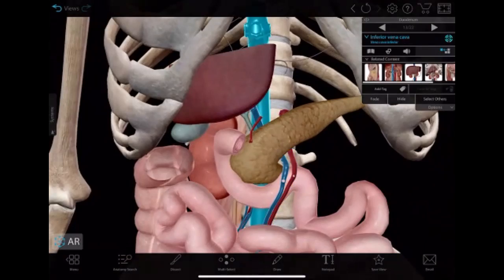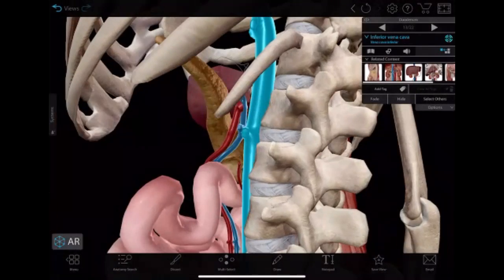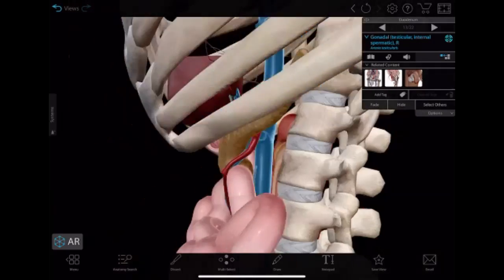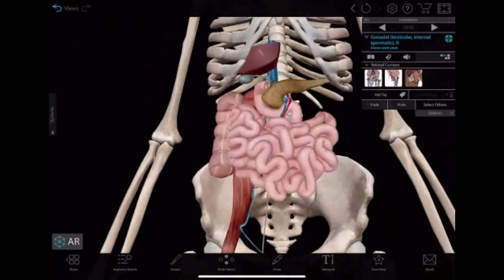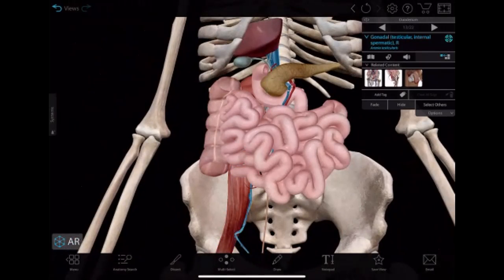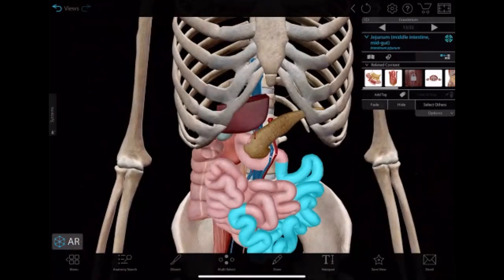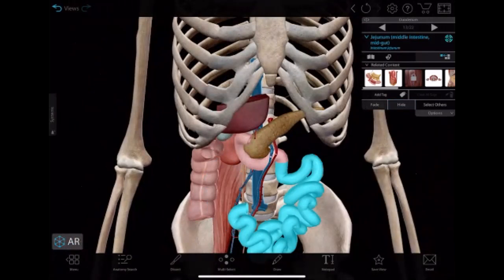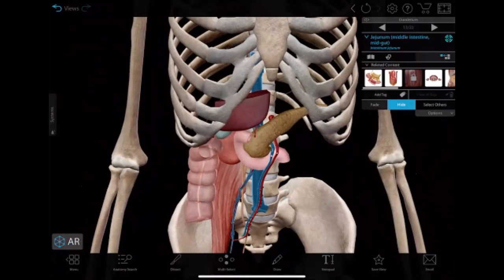This is the inferior vena cava, right? So these are the gonadal vessels, right? The gonadal vessels came all the way from here to here, and also the right kidney and also the right ureter. I will remove the jejunum, also remove the IVC, so you can clearly see the relations, right?